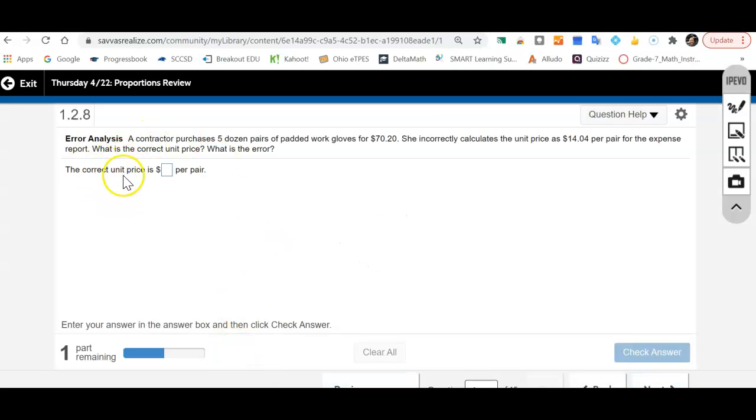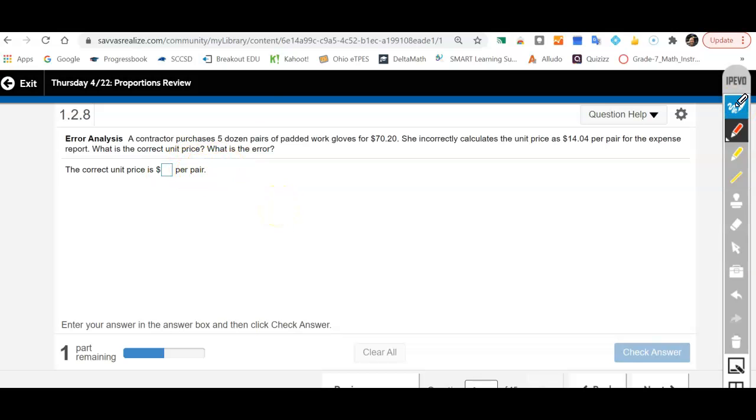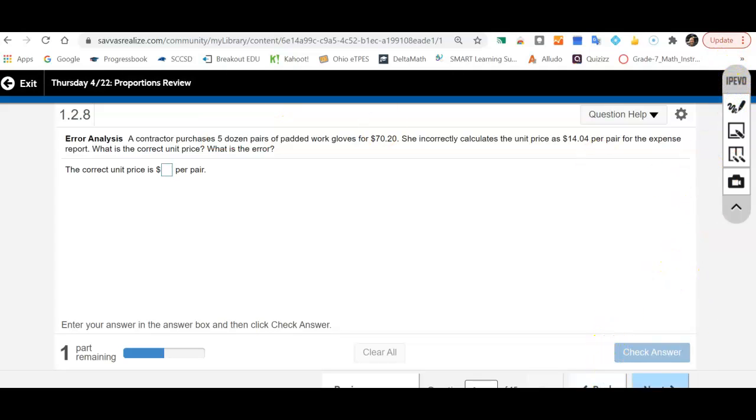More unit rates. We want to figure out what the price per pair is. And we'll see who's watching this video because I'm going to point this out. It's 5 dozen pairs. You're not doing $70.20 divided by 5. You're doing 70.20 divided by 60, because 5 dozen is 60 pairs. Remember, there's 12 in each dozen. So be careful with that.